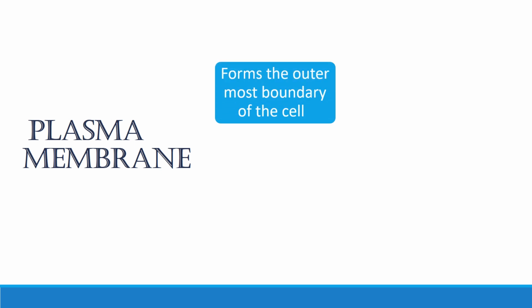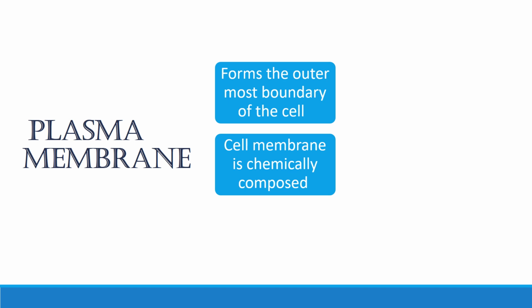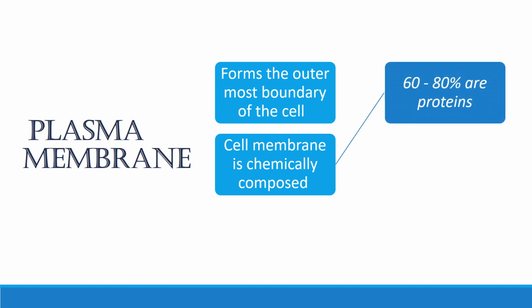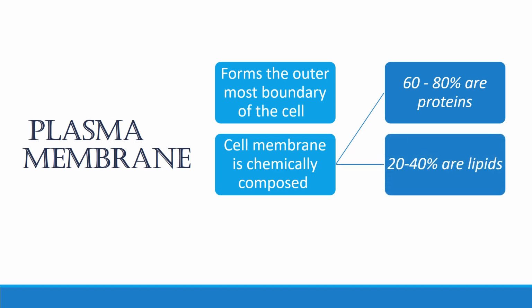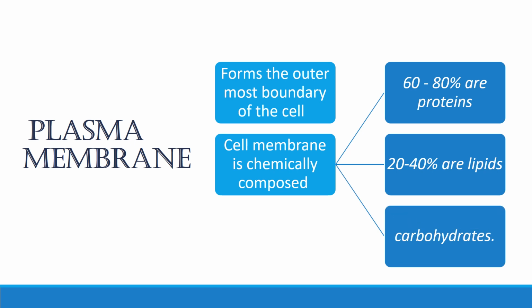Then coming to the plasma membrane, that is the outermost covering in the case of animal cells. It forms the outermost boundary, and coming to its composition, it is chemically composed mostly of protein, that is 60 to 80%, followed by 20 to 40% of lipids and a small component of carbohydrates. These are the three components of the plasma membrane due to which it actively performs its functions.